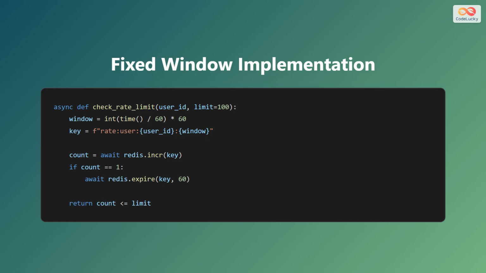Redis is an in-memory data store that is perfect for rate limiting. It provides fast read and write operations with sub-millisecond latency. Redis offers atomic operations, meaning multiple commands execute together without interruption. It supports expiring keys automatically, which helps clean up old rate limit data. Redis can handle millions of operations per second, making it ideal for high-traffic applications. Its simplicity and speed make it the preferred choice for implementing rate limiting in production systems.